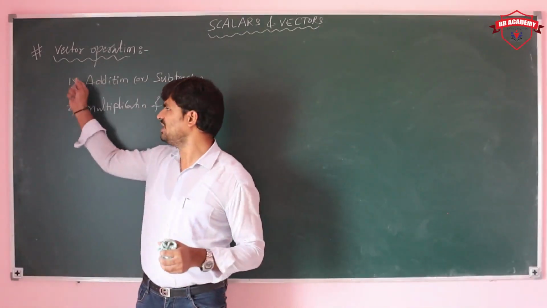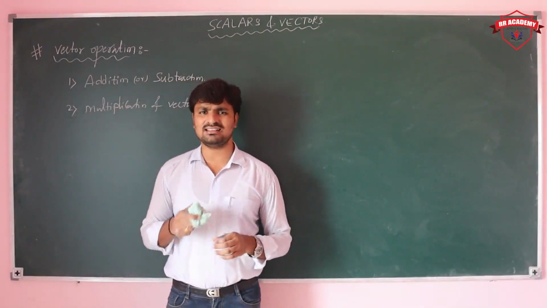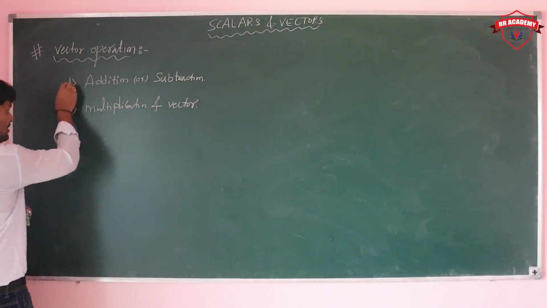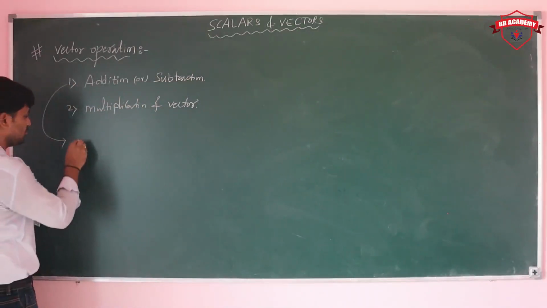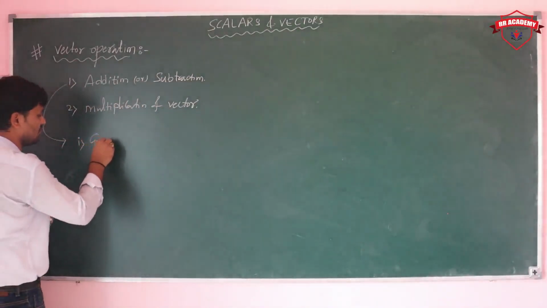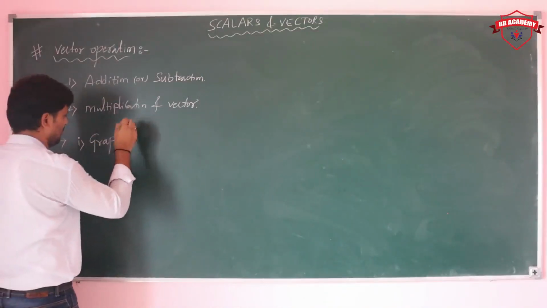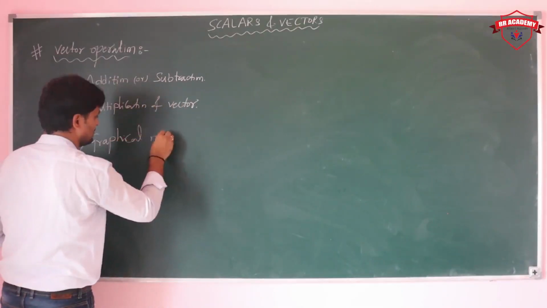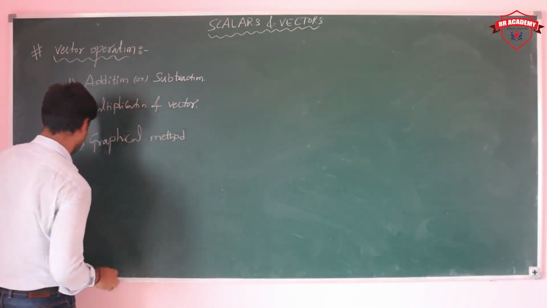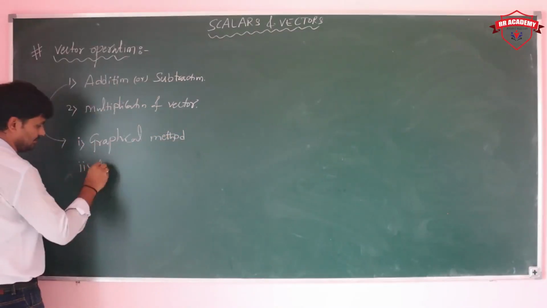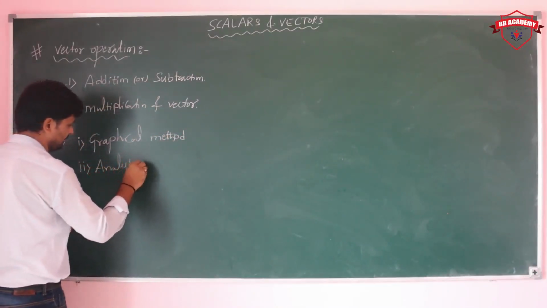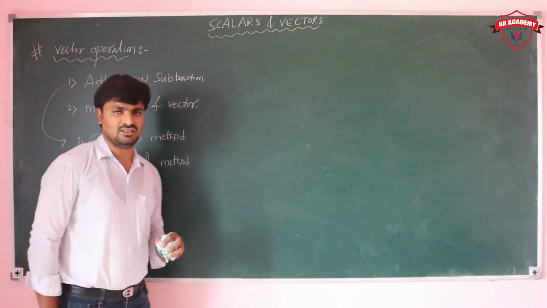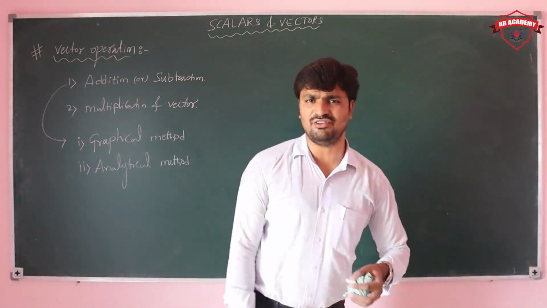So here we have some methods. Addition as well as subtraction we can do in two ways. Addition or subtraction we do by two methods. One is graphical or geometric method. One is the graphical method or else the geometrical method. Another one is the analytical method. What is the graphical method, or what is the geometric method? The geometric method, another name is the graphical method.